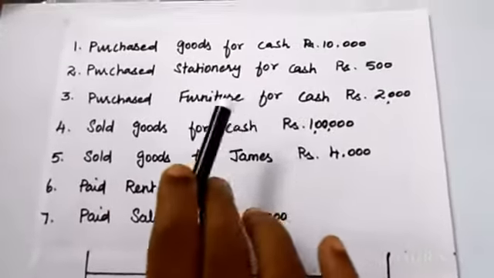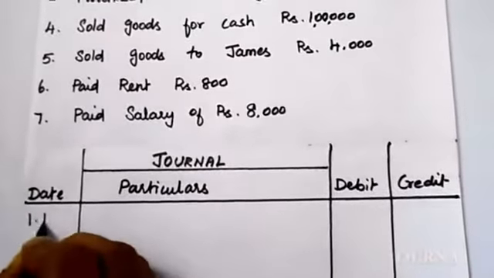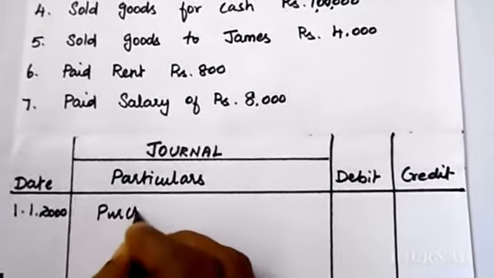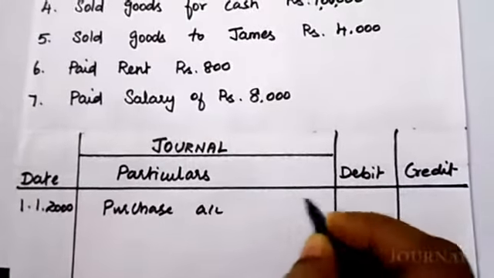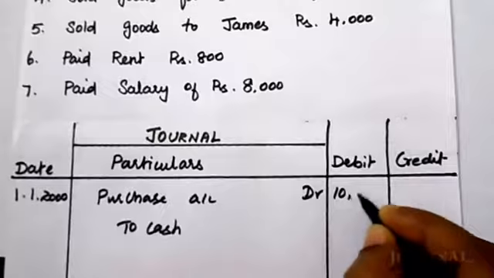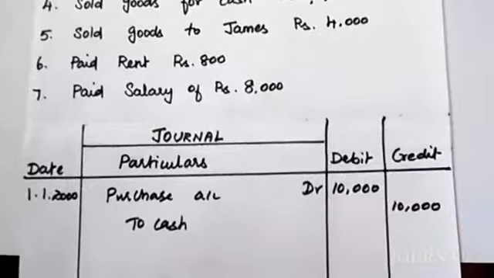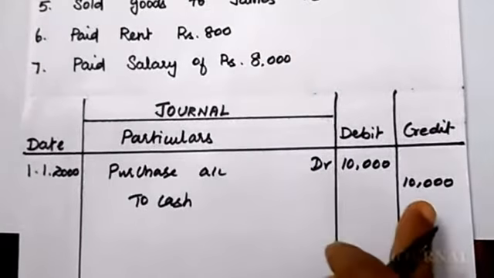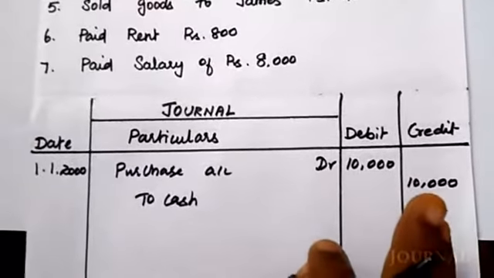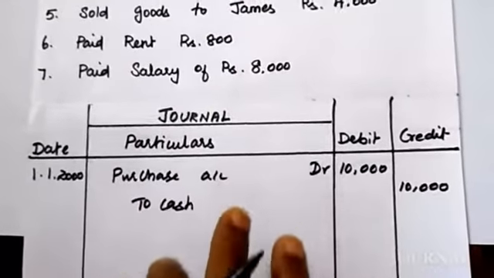So for the first transaction, the entry is purchase account debit to cash. 1st January 2000. Purchase goods. Purchase account debit to cash. How much? 10,000 rupees. Journal means you have to enter the transaction both debit side as well as credit side. So based on the golden rule, you know very well about the three rules, no? Real account, nominal account and personal account. According to the golden rule only, you can make entry in the debit side as well as credit side.